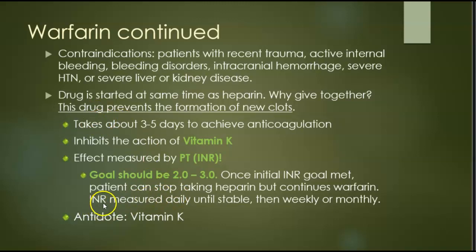Okay, so INR is going to be measured daily until stable and then weekly or monthly. And it really depends on how well the patient does with following all of the instruction that needs to occur when they're on this drug as well, which we'll get to. And the antidote for this is vitamin K, because this medicine inhibits the action of vitamin K, right? So if we had somebody who was way over anticoagulated or bleeding profusely, we would stop this drug, we would give vitamin K, and hopefully that vitamin K would assist in clot making and get our patient back to a healthy place.